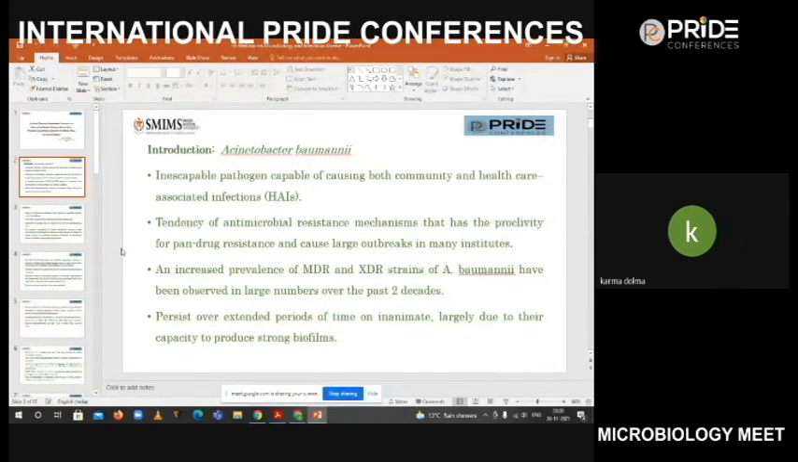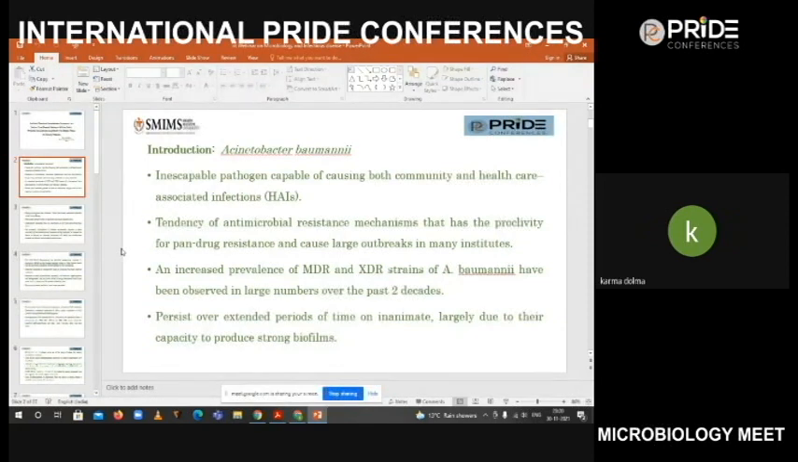However, what we see is that scant information is available in regard to the clonal relatedness and to the diversity of the A. baumannii strains on the Indian subcontinent. Now, the genomic analysis of Indian MDR A. baumannii has indicated the presence of integrons, transposons, and other mobile genetic elements such as Acinetobacter baumannii antibiotic resistance island.